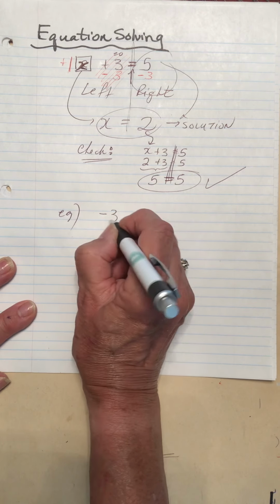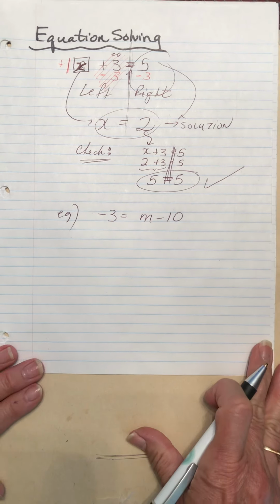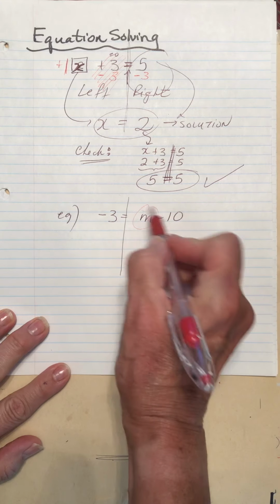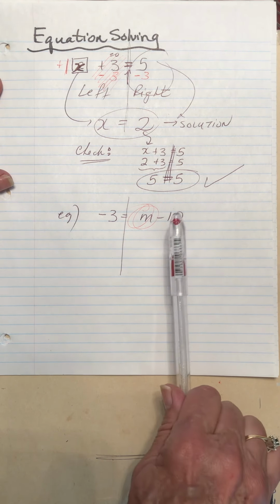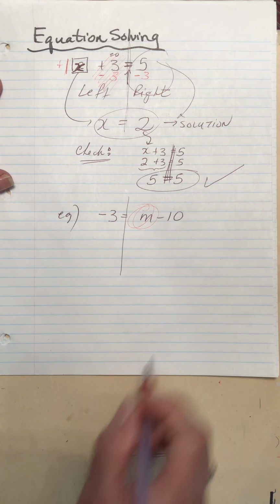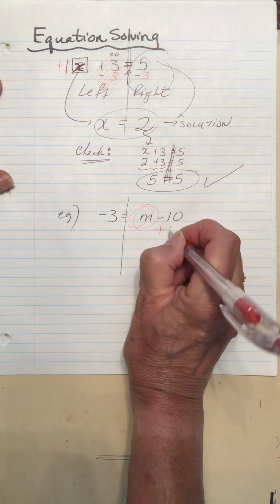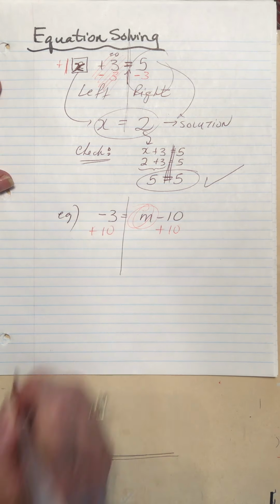How about -3 equals m minus 10? This is an equation. It has a left side and a right side. I see the m. I need to get it by itself. So the -10 has to go. How do you undo or get rid of a minus 10? You add 10. But if I did it there, I have to do it here as well.